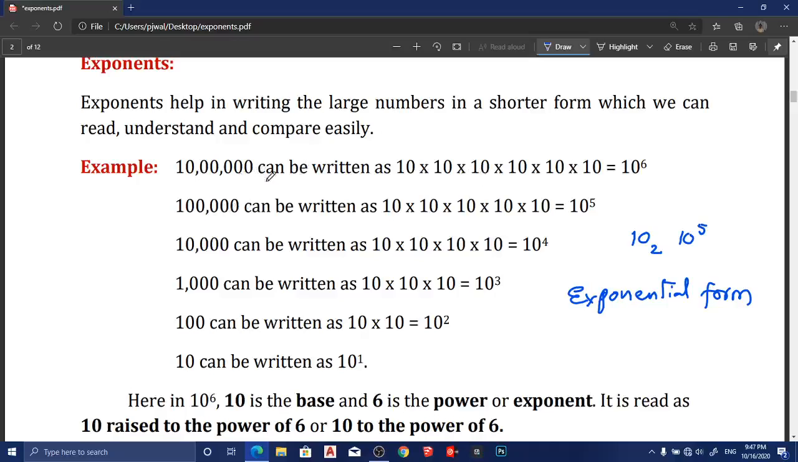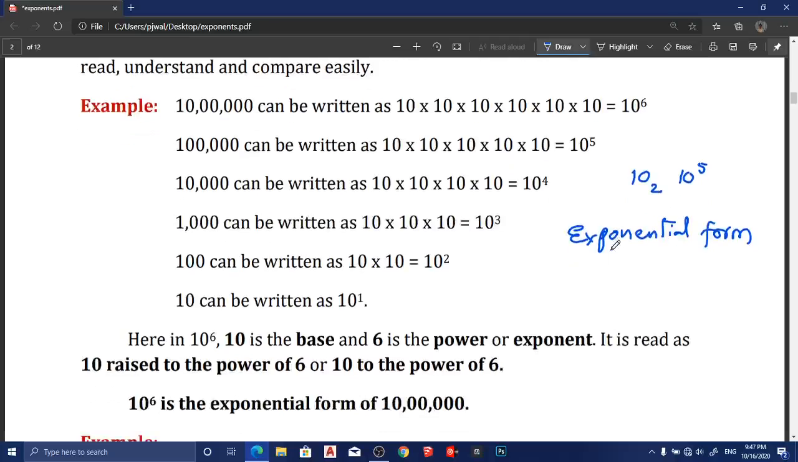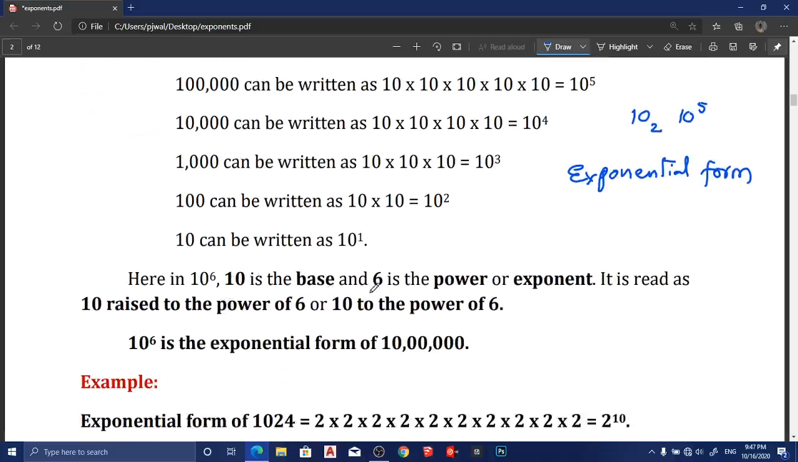Okay. So this is very easy to write by seeing the number of zeros. Just put that number in the superscript of the given number. In this number, two parts are there. One is the base part, and another is the exponent part or power. In 10 raised to the power of 6, this 10 is called the base number, and this 6 is called the exponent, or power also.